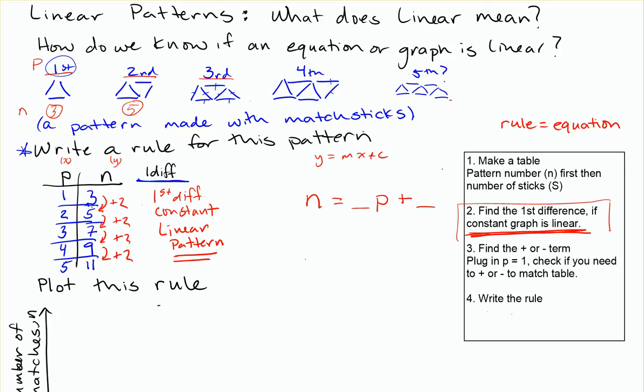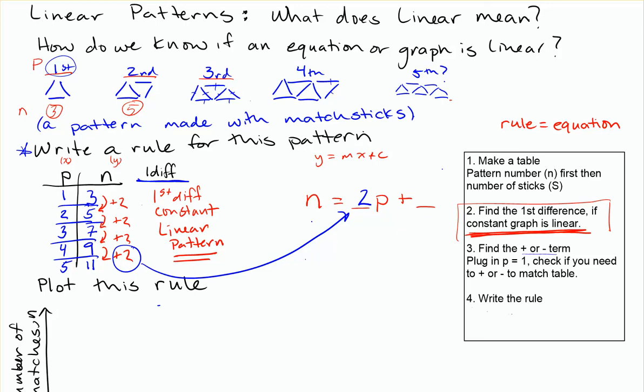So, first thing that we're going to do is take that first difference that we have found, and we're going to put it in with the p. Remember, that becomes 2 times p. So this is my plus or minus term, if you want to think about it that way. And so I know that I need an extra 2 matchsticks for every pattern that I build. And now I need to figure out if I'm missing anything. And this is going to be our extra term at the end here.